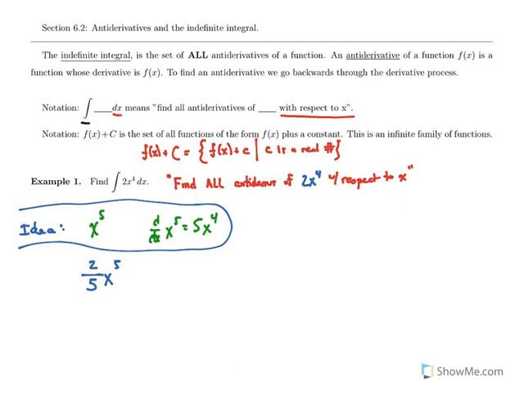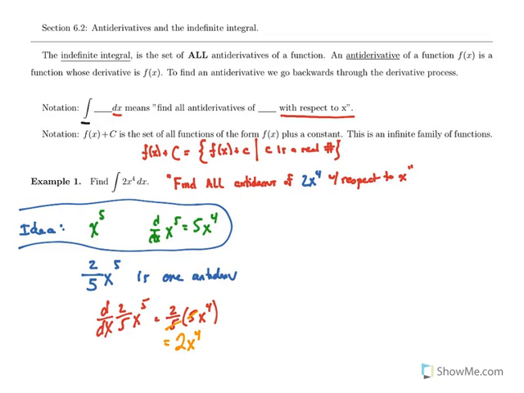We'll talk about how I did that in just a little bit. But 2/5 x to the fifth is one antiderivative. And I can verify that by taking the derivative of 2/5 x to the fifth, which would be 2/5 times 5x to the fourth. The 5's cancel out, and we're left with 2x to the fourth.